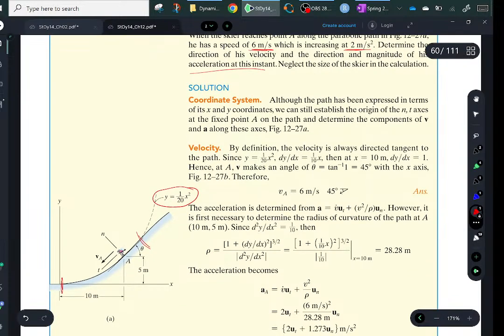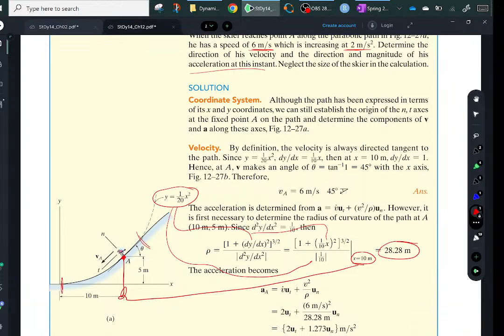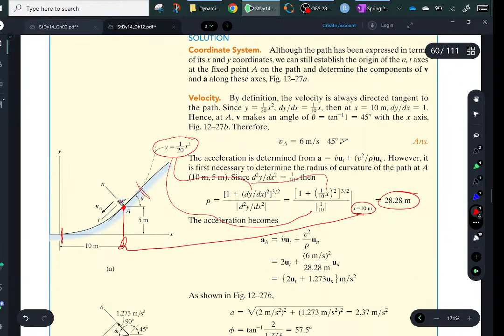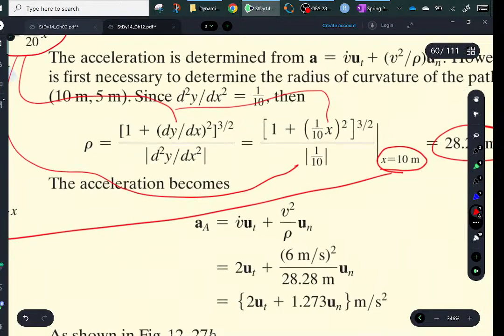So his velocity is right there. What he goes through is he takes this, takes a derivative, squares it, takes two derivatives and gets it. And then he puts in x is equal to 10. Why? Because this is the point of interest. He gets that rho, or r. Then he comes down here and says, hey, wait a minute, now I've got my equation.